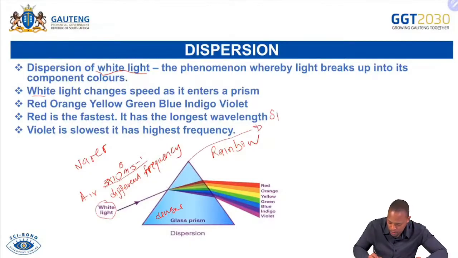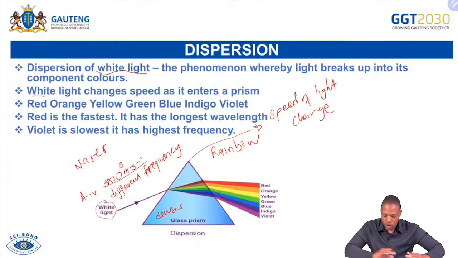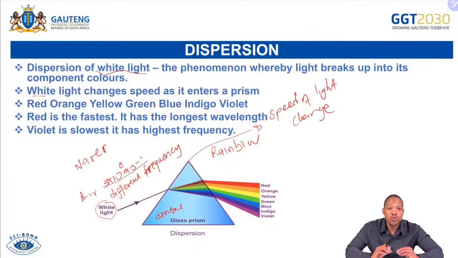Very important, grade 12. The speed of light changes. Okay? As we say here, white light changes speed as it enters a prism. So when it enters the prism, the speed changes. What's going to happen? The speed is going to slow down, to decrease from the 3 times 10 to the power 8 meters per second to a number that is less. Don't know what the number is, but to a number that is less. Okay? But now, the speed is not going to change the same. So they are not going to have now the same speed when they enter the prism.